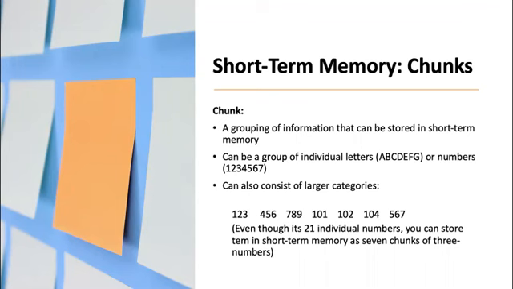So not chunked together like you see them here, but just 1, 2, 3, 4, 5, 6, 7, 8, 9, all flowing into each other, 21 numbers. That is quite difficult to remember. You would most likely not be able to glance at that and then remember all 21 numbers. But if you group them together, you're more likely to remember them.